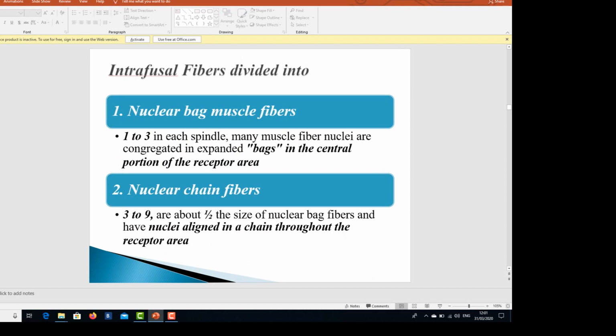Then we have the intrafusal fibers, which are divided into two types of fibers, which are nuclear bag muscle fibers and nuclear chain fibers. Now, what are the nuclear bag fibers? There are 1 to 3 in each spindle. Many muscle fiber nuclei are congregated in expanded bags in the central portion of the receptor area, whereas the nuclear chain fibers are 3 to 9. They are about half the size of nuclear bag fibers, and they have nuclei which are aligned in a chain throughout the receptor area.